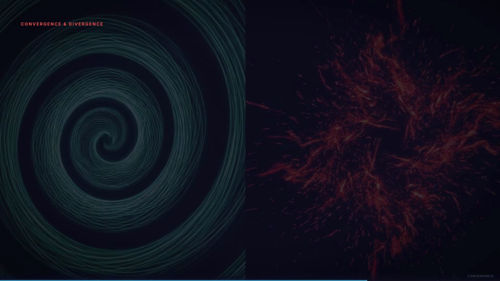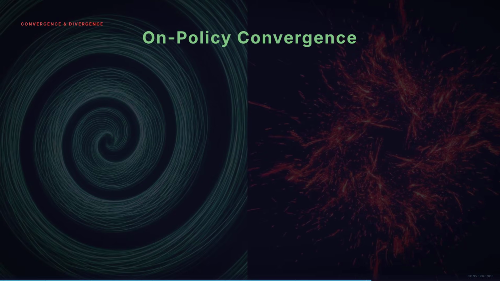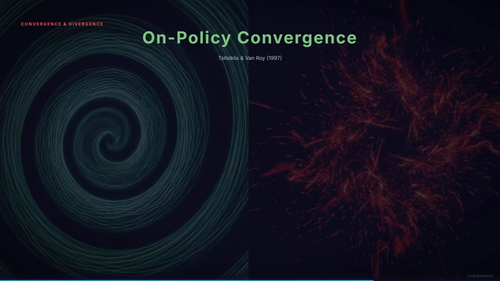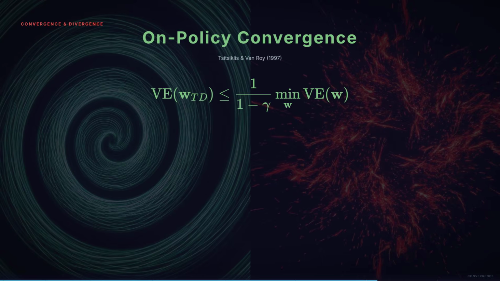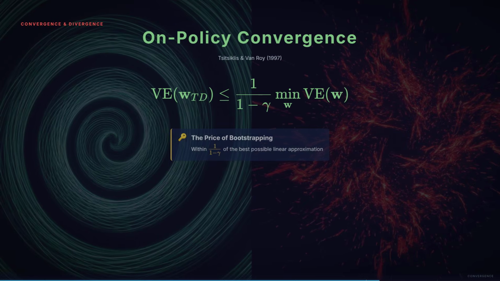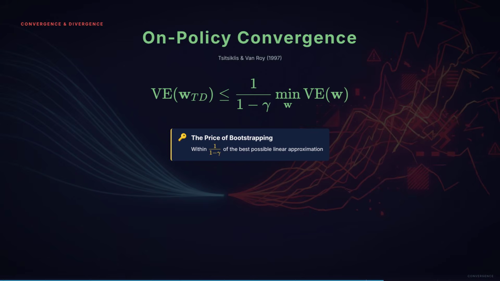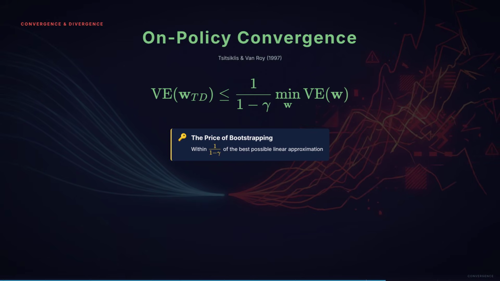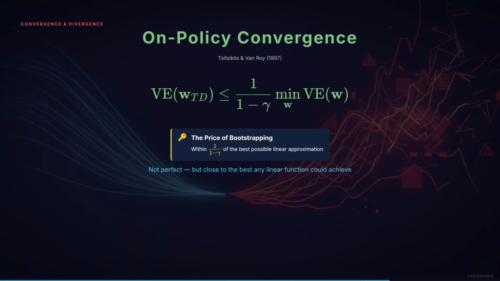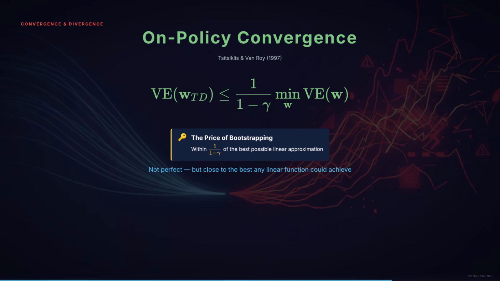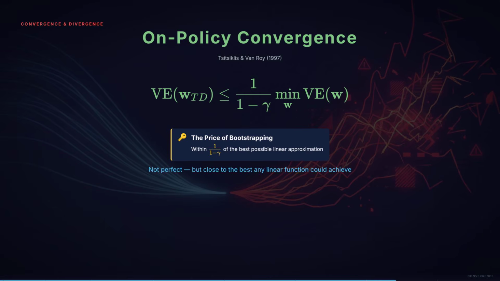When does linear function approximation converge? On-policy TD with linear features converges to a fixed point. Tsitsiklis and Van Roy proved this in 1997. The error at convergence is bounded. It's at most 1/(1 minus gamma) times the best possible linear approximation error. That bound is important. It says the TD solution isn't perfect, but it's close to the best any linear function could achieve. The ratio, 1/(1 minus gamma), is the price we pay for bootstrapping instead of using full Monte Carlo returns.